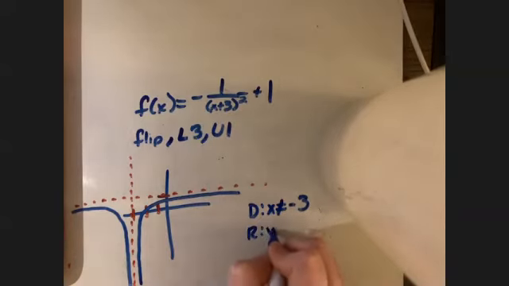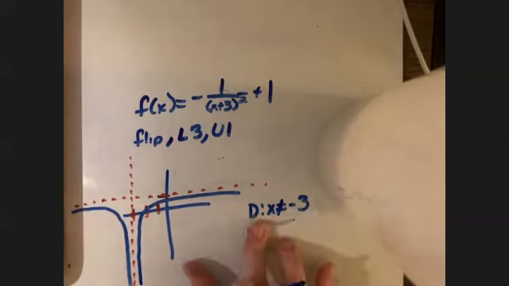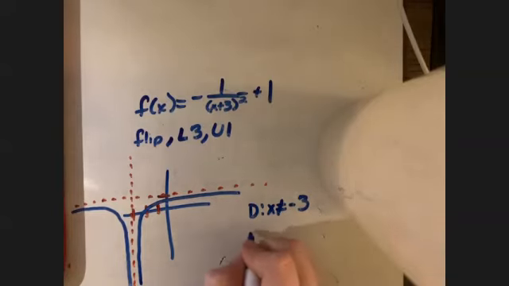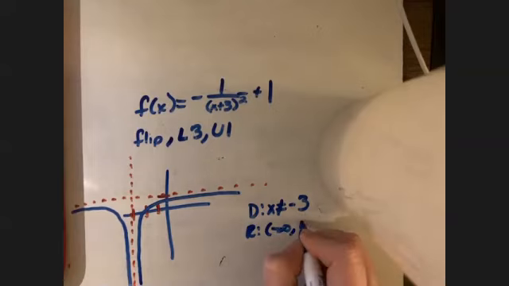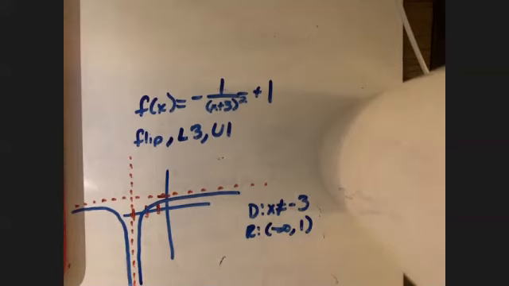Range, y can't be 1 based on where our asymptote is. Sorry, I keep doing that. This is going to be -infinity to 1. I'm sorry, guys. I get it in my head though with the original one that we did.